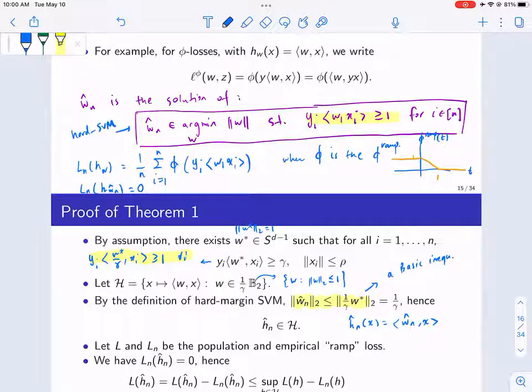So the hard SVM doesn't know about the margin because it's just solving this problem. You don't know the margin. But how about if you look at the feasible region of this? So the solution here, w hat n, definitely satisfies these, right? So y_i w hat n x_i is bigger than or equal to 1 for all i.